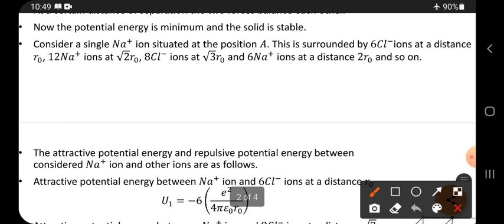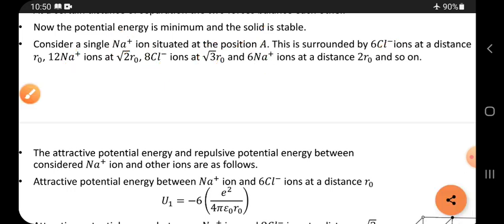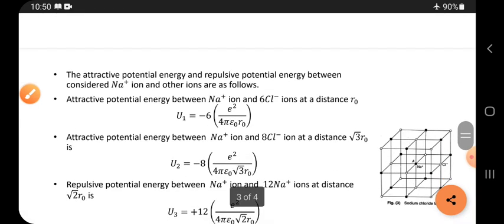Next, again this Cl minus, Na plus surrounded. See, this is okay. So what is over? This is explained and this is also explained. Net 8 Cl minus ions are present at a root 3 r naught distance. Root 3 r naught distance means the next cube we have to consider. If you consider the next cube, then you can easily get these answers, but here only one cube is shown, so it is not possible to explain the remaining.